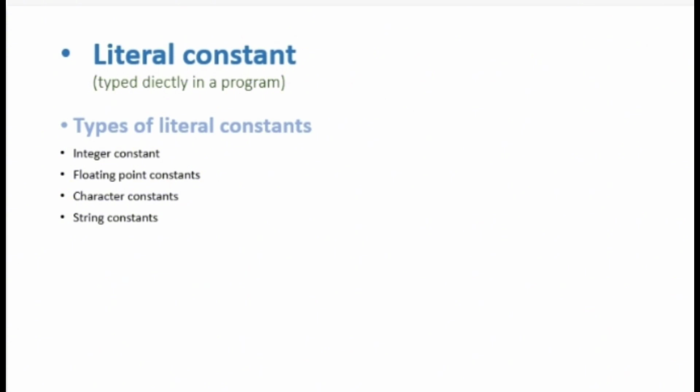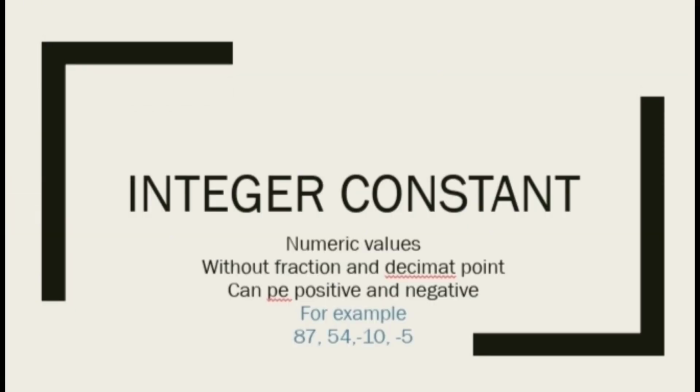There are four major types of literal constant. First is integer constant, floating point constant, character constant, and the last one is string constant. Here we have integer constant. Obviously these are numeric values, but these values are without fraction or decimal point, which means it cannot be in the form of a point or numerator denominator. Let me clear you more by using examples like 87 and minus 10. These are constants, but they do not use any kind of decimal value, only the minus or positive sign. Positive sign is not important to show, and it does not have decimal points.